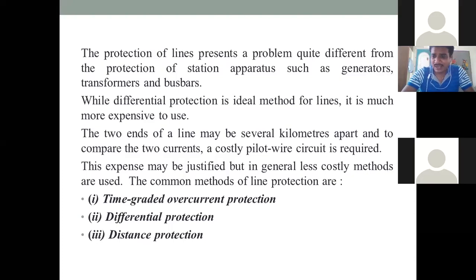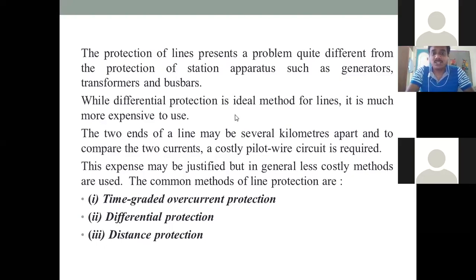But in the case of transmission lines, they will be somewhere high up, inside the forest, or inside farmlands. People cannot go and continuously monitor over a long distance. That is a problem. While differential protection is an ideal method for lines, on the input side we can connect a CT and on the output side we can connect a CT, so that we can get a difference in voltage and it is easy to predict.